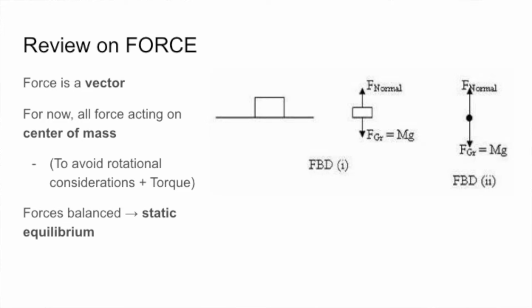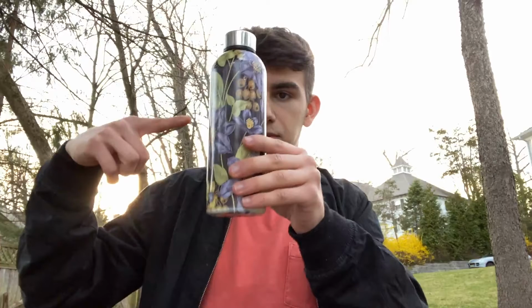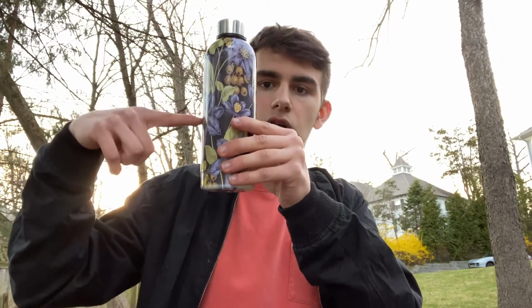For now, since we're thinking just about linear motion, we're going to be thinking that all force is acting on the center of mass. So we're treating all objects as point masses, right? Like this water bottle is not a point, but really you can think about it as having a center of mass that you can treat as a point mass. And then that means if I push this water bottle at the center of mass, then it'll just move like that.